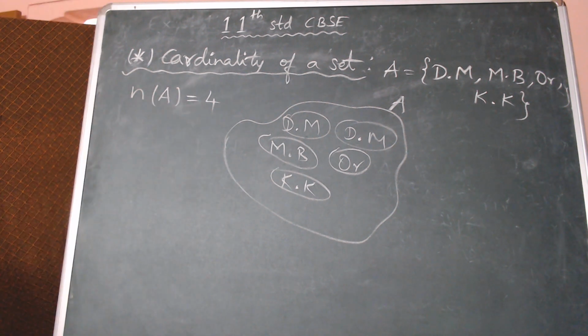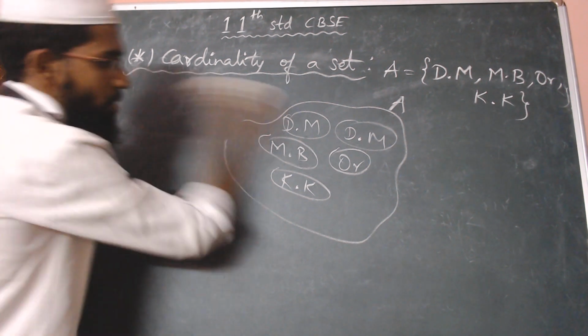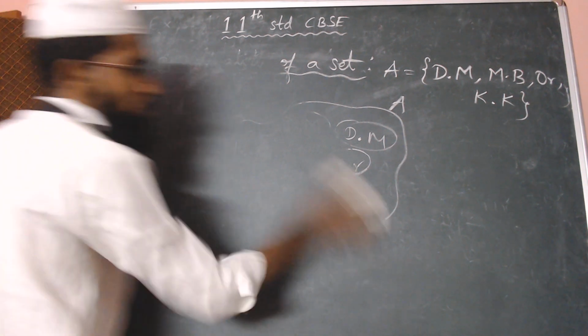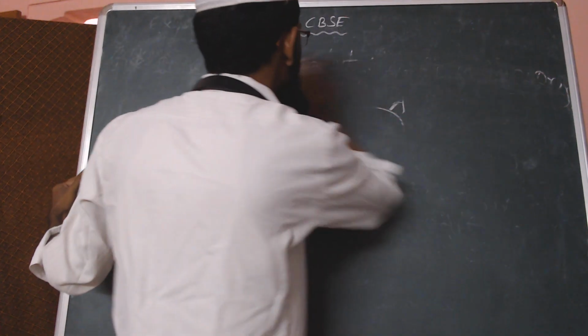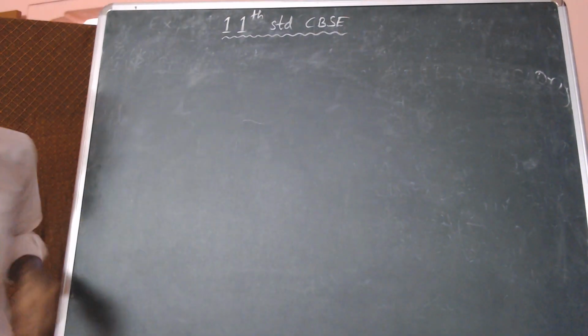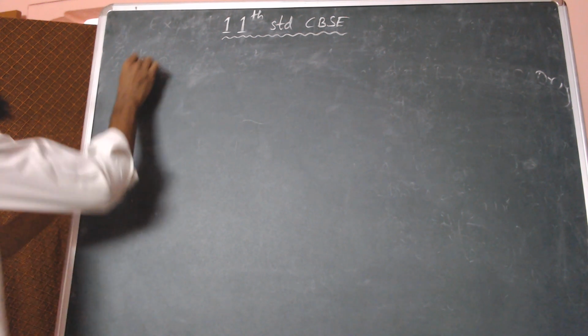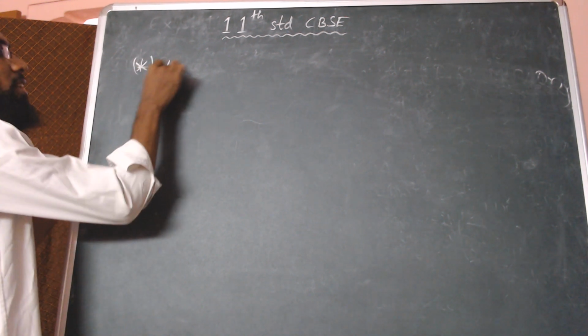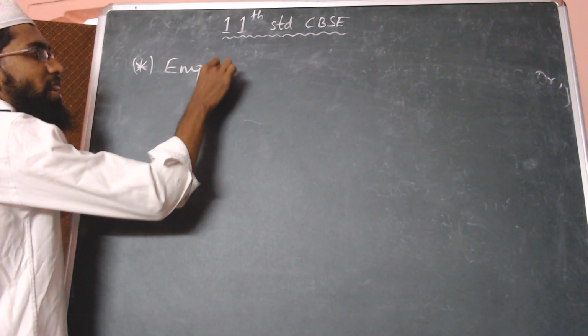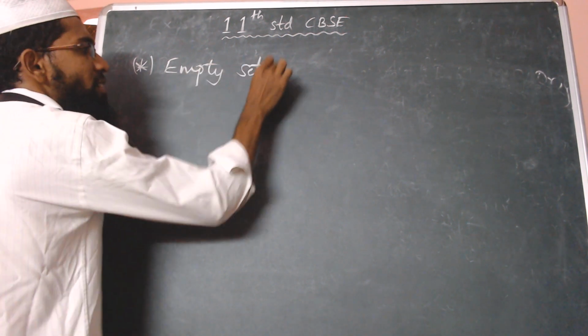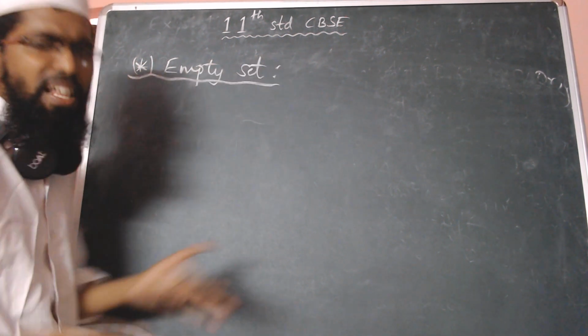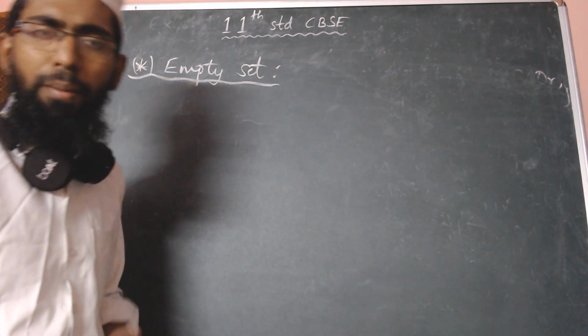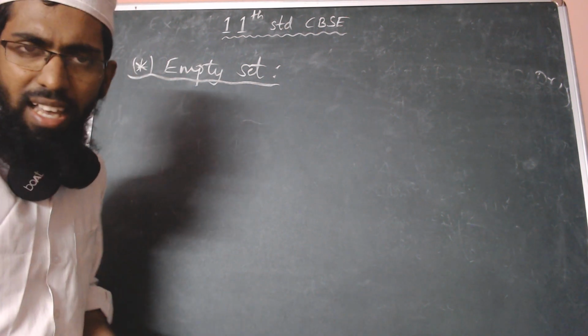Now we'll get into the next topic, which is related to the cardinality of the set. Now we will see 3 concepts which are related to the concept of cardinality. The first concept is empty set. A set is said to be empty if it has no elements. If it has no elements in it, then we can call that set an empty set.